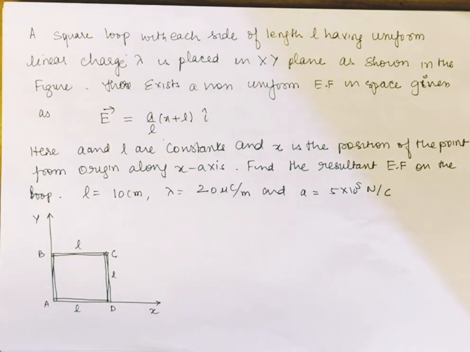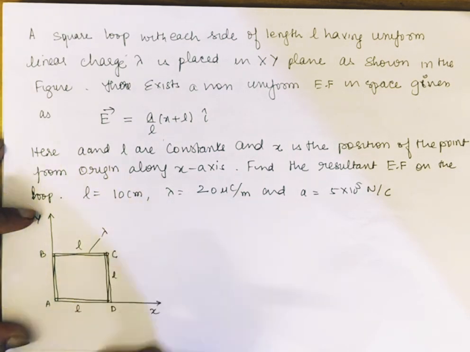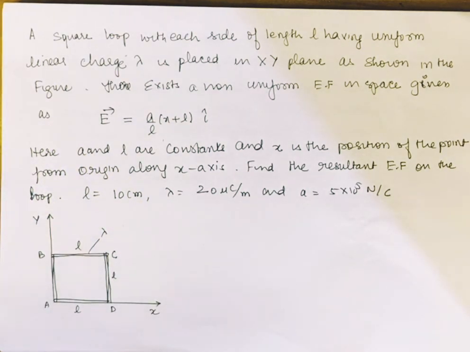A square loop with each side of length L having uniform linear charge lambda, that means this rod has lambda charge density, is placed in the xy plane as shown in the figure. There exists a non-uniform electric field in space given as E equals A by L times (x plus L) i.